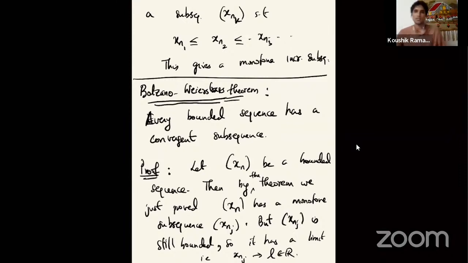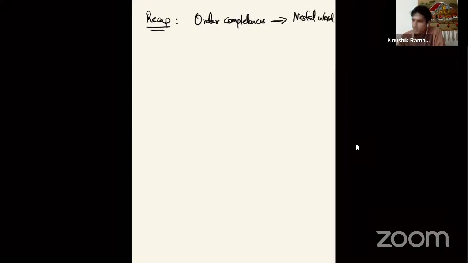So you see that Bolzano-Weierstrass follows immediately from this monotone stuff. Okay. So just to recap, maybe I will just spend 5 minutes of next lecture trying to do this. So we have this order completeness. We showed that order completeness implies the nested interval property. This we did yesterday. Okay.